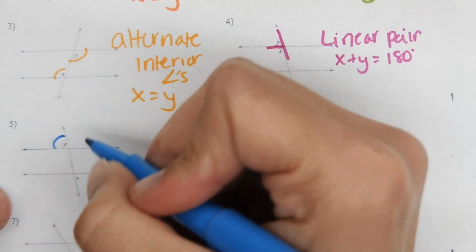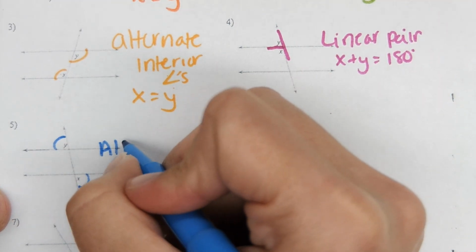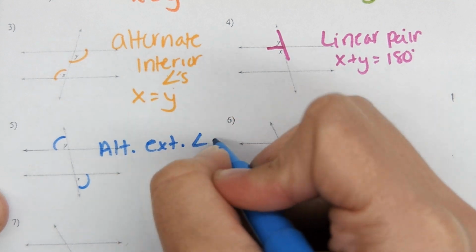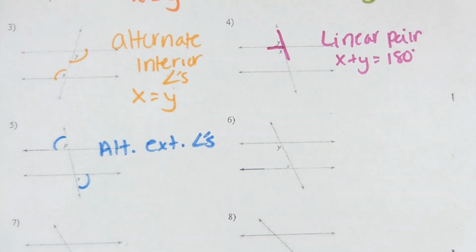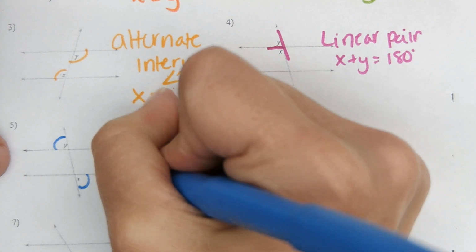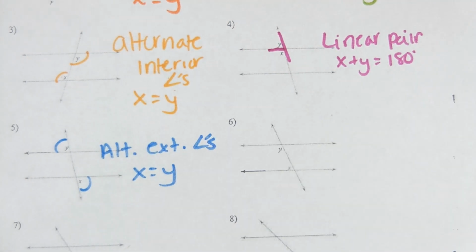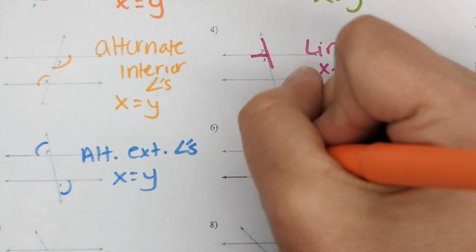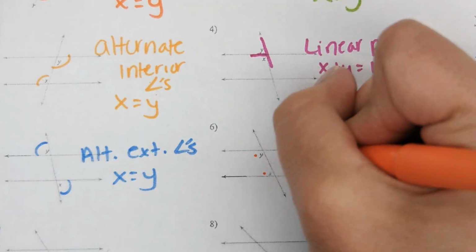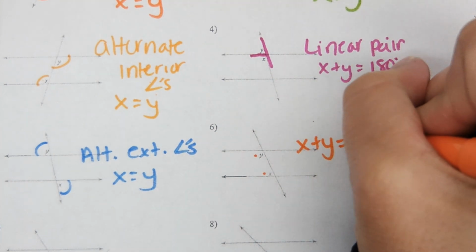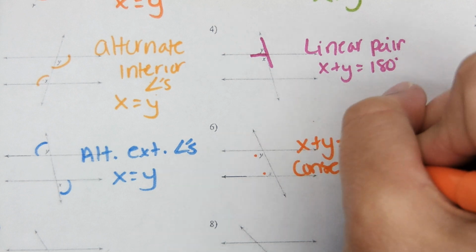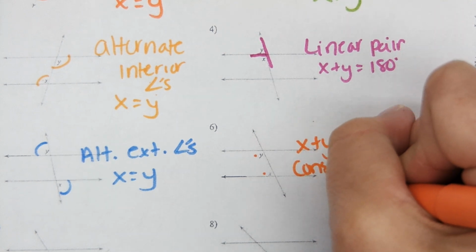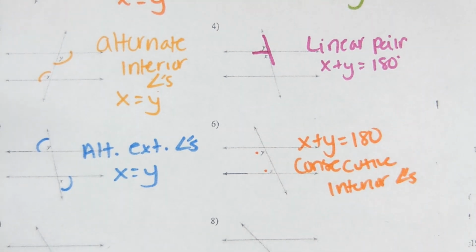For number 5, we have alternate exterior angles. I'm abbreviating. And they are equal, x equals y. Okay, these are same side interior, x plus y equals 180. Consecutive interior angles.